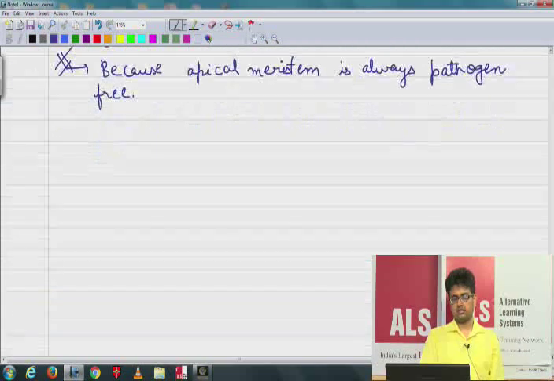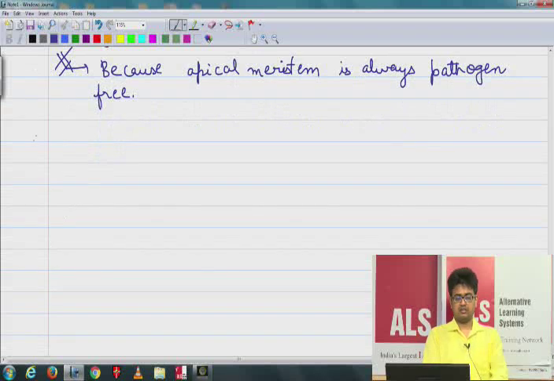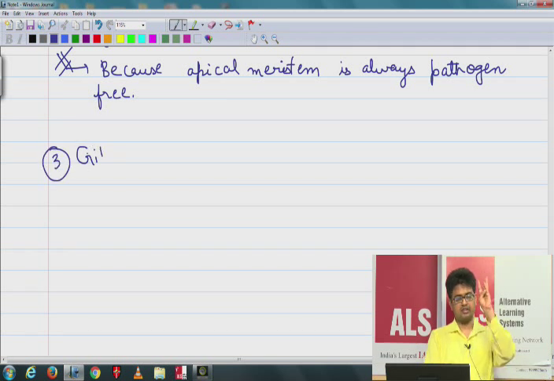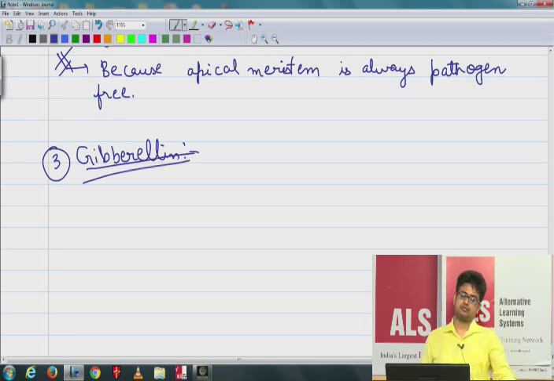Now after that comes a hormone called gibberellin, third plant hormone. First is auxin, second is cytokinin, third is gibberellin. Now from gibberellin, a question always comes. Gibberellin was discovered from? The answer is Gibberella fujikuroi.